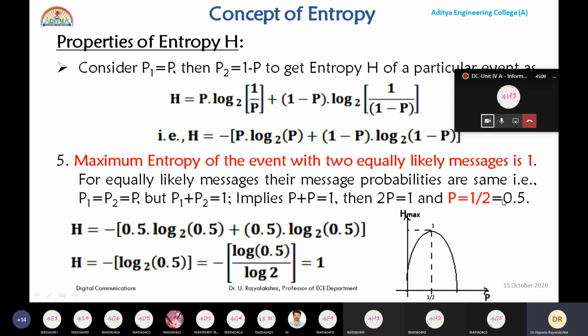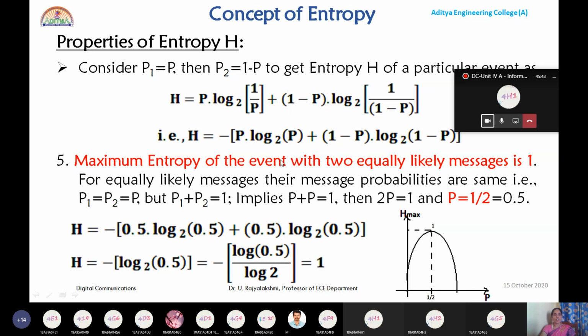So what is the thing that you should know here? The maximum entropy of the event with two equally likely messages is 1, and it occurs at the probability P equal to 1 by 2. If you want to represent the characteristics of entropy and the property like probability, so two properties.